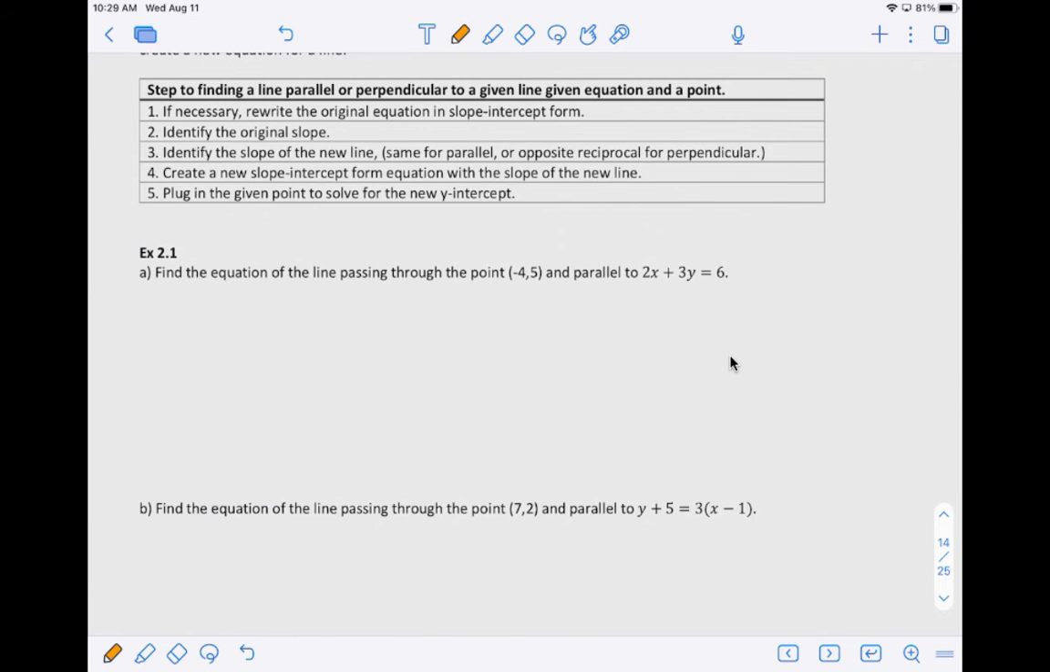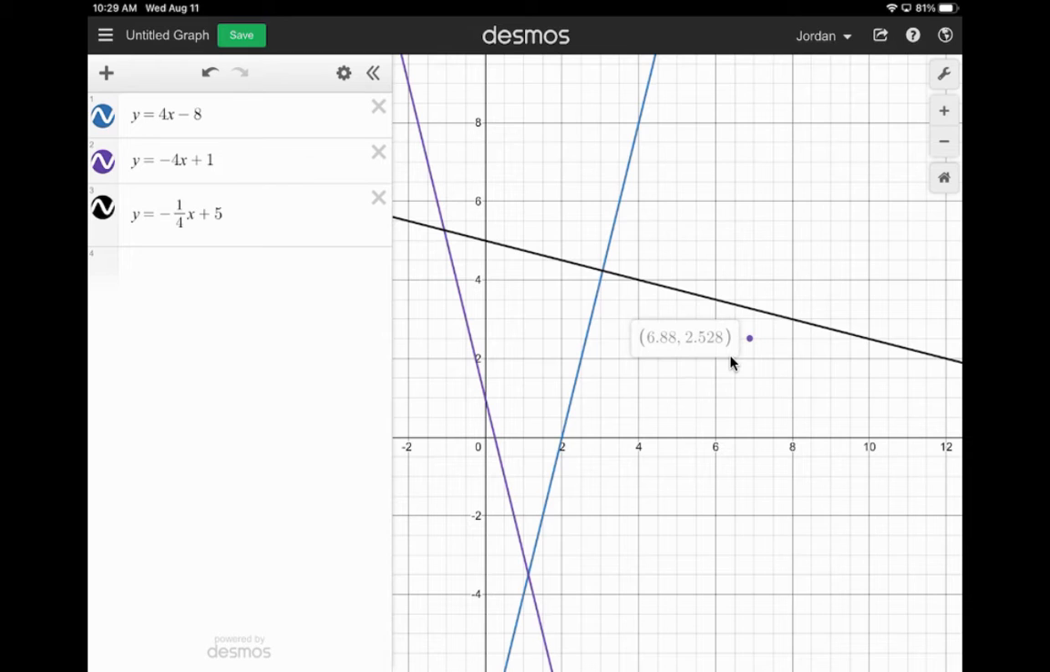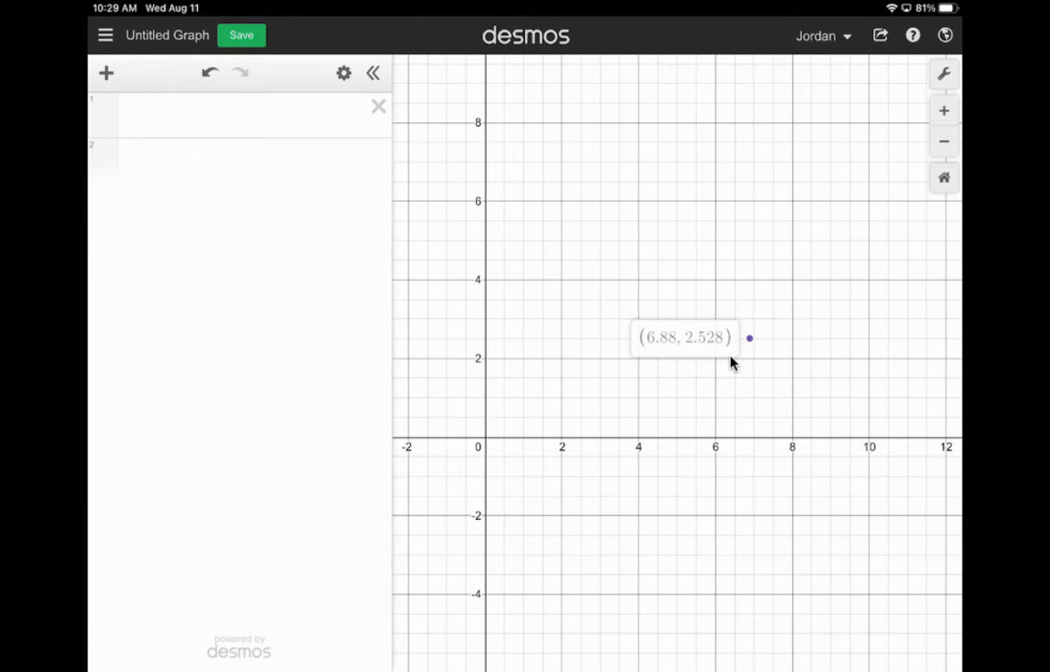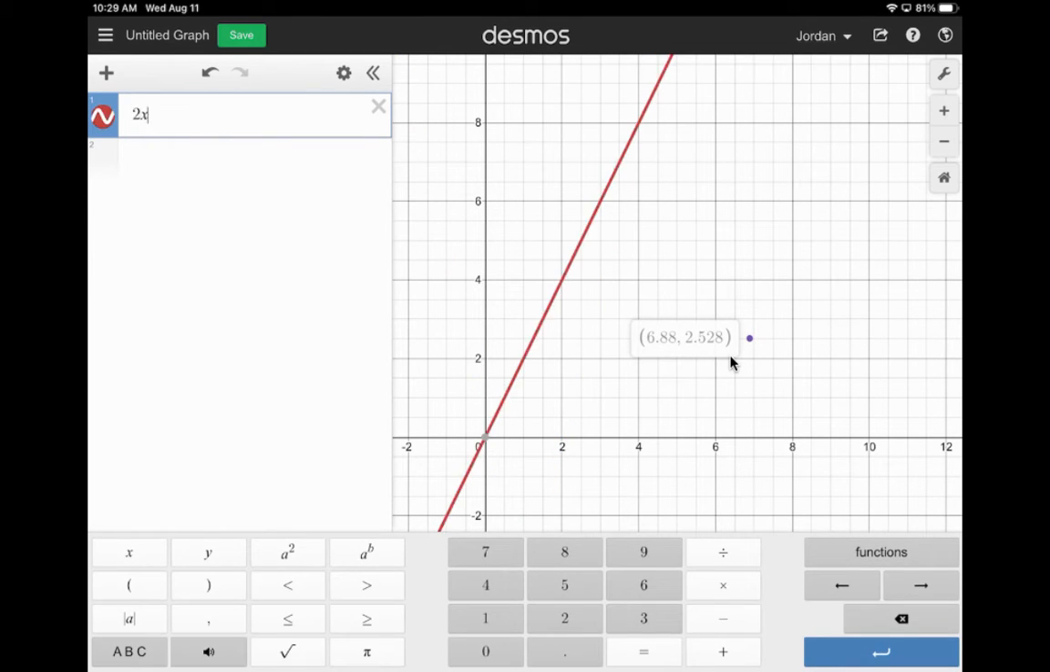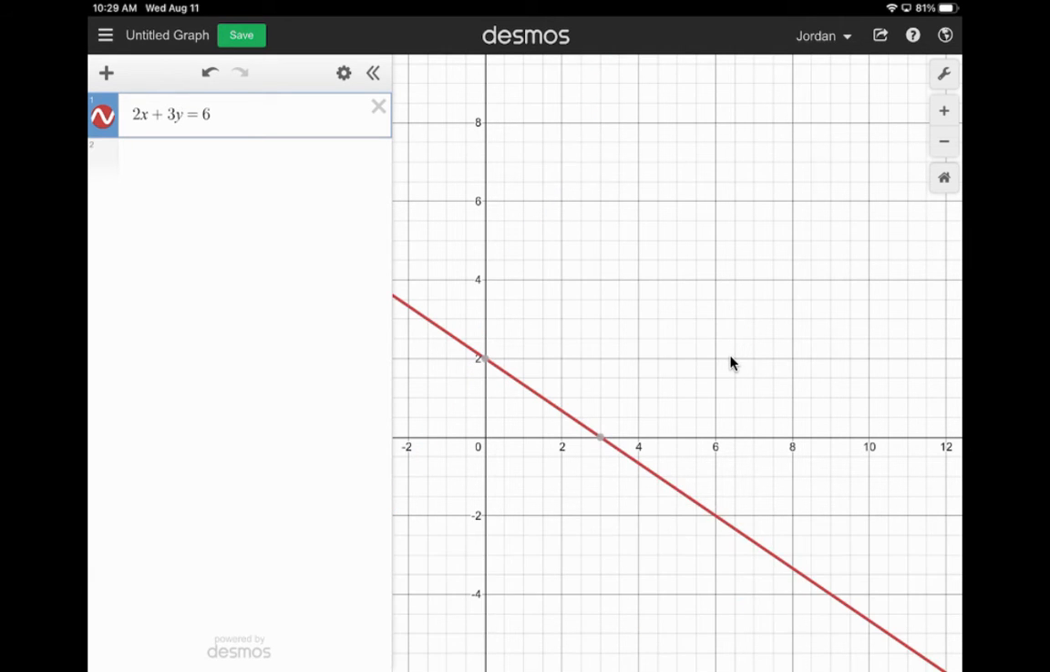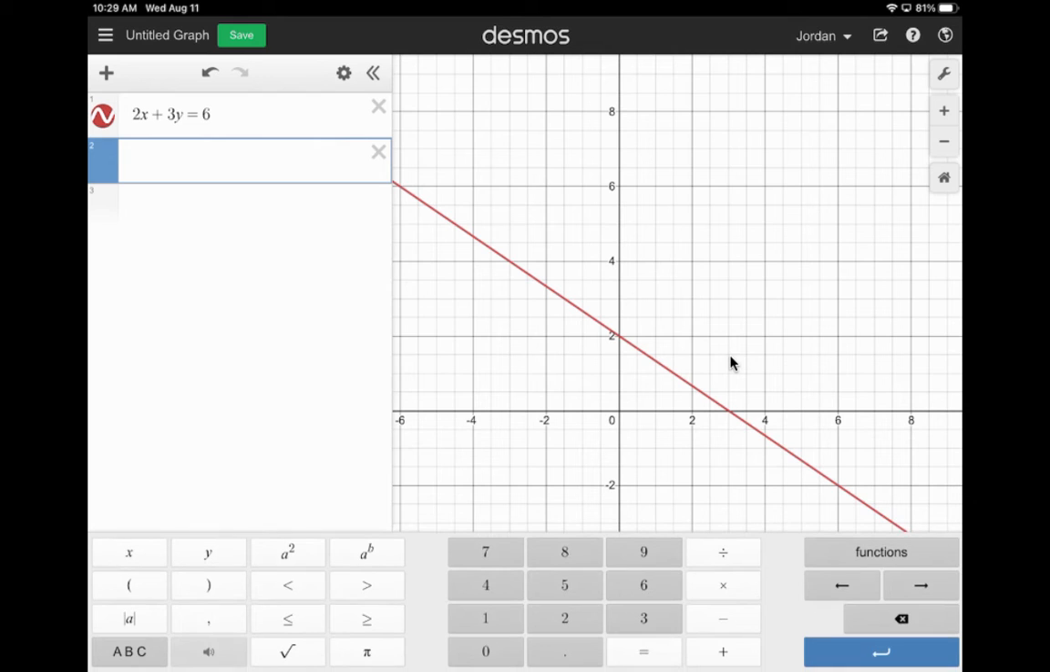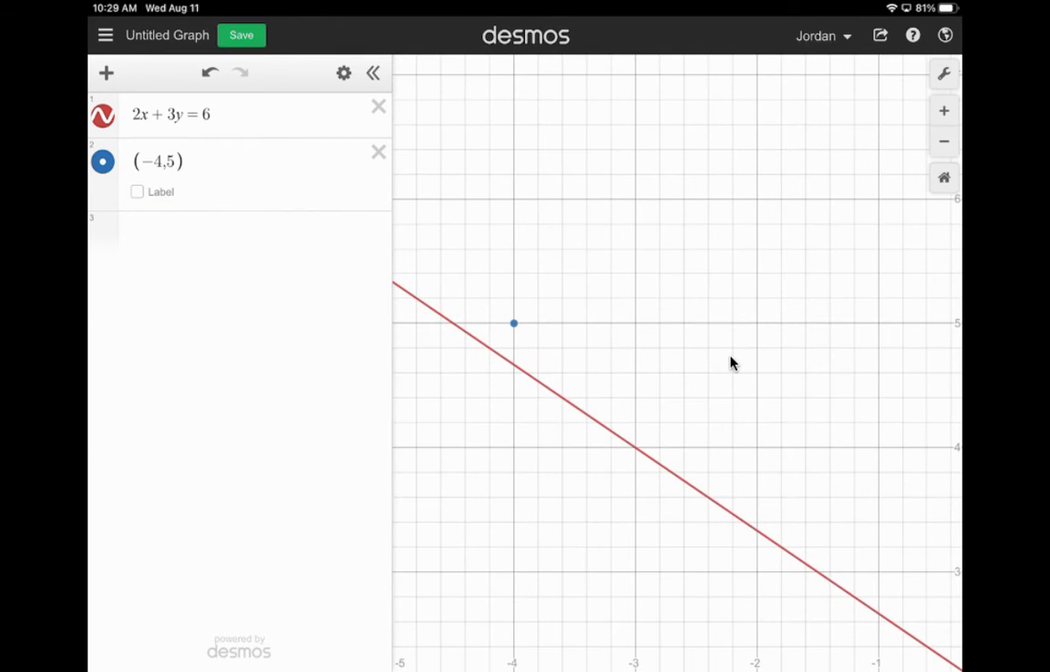All right. Visually, what does that look like? 2x + 3y = 6 is right there, and we want one that's through the point (-4, 5). Sorry, there we go. Obviously, we're going to get pretty close to this. So I hope you can kind of see in your mind's eye a line that would be parallel to the red line, but goes through the blue point. That's what we're after right now.